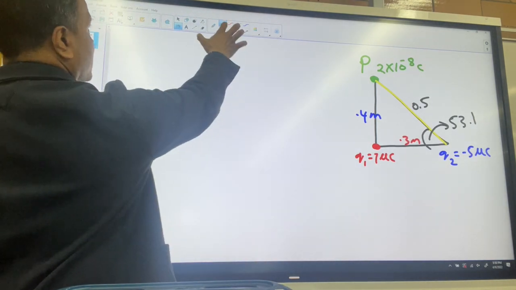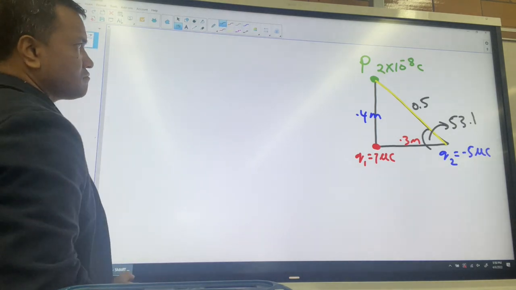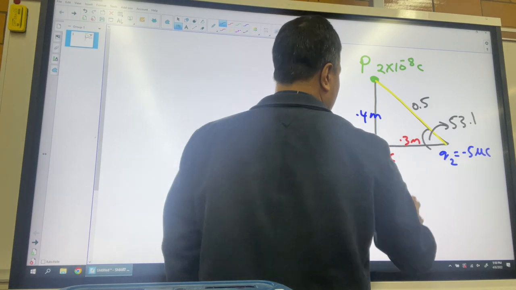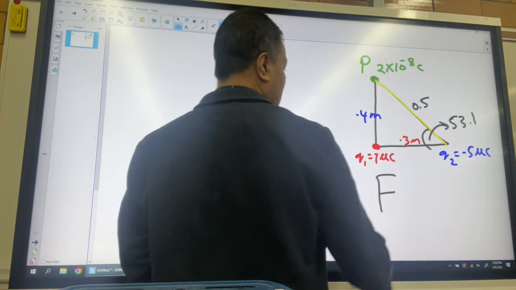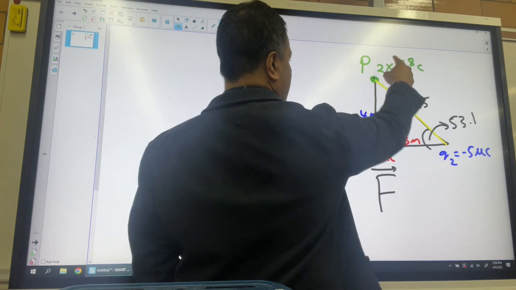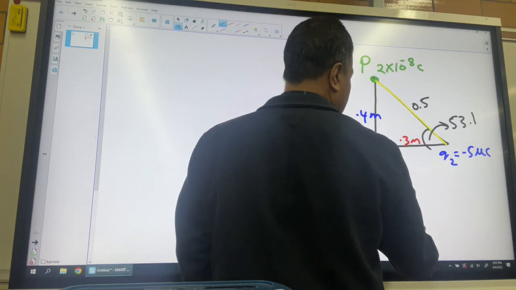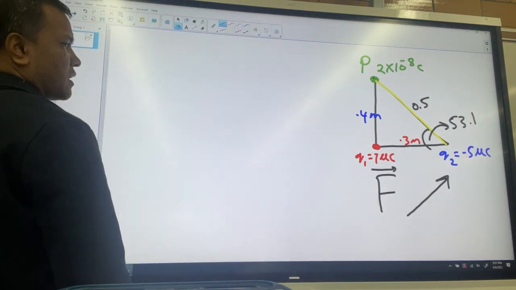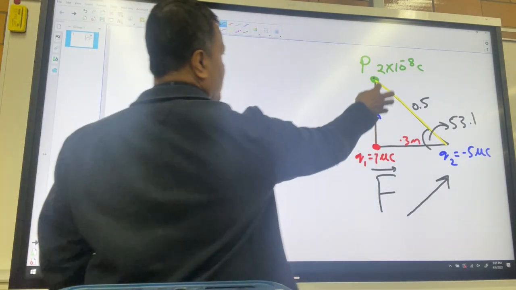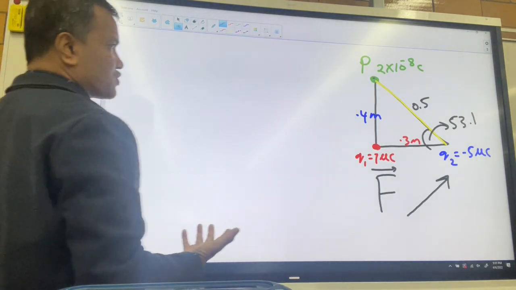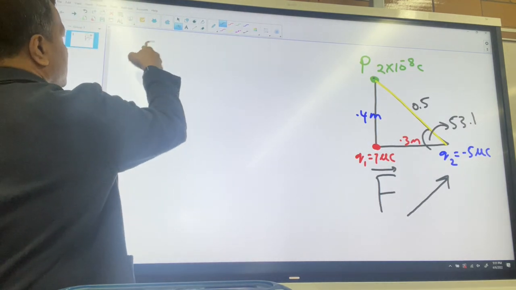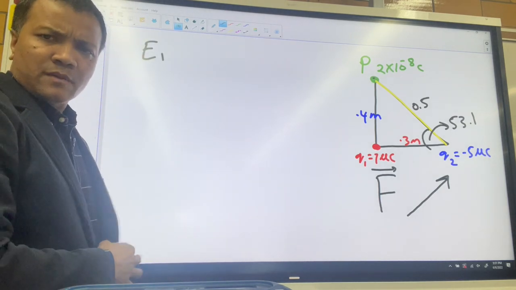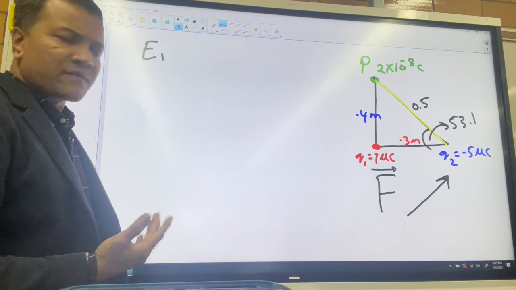You're going to have to find the electric field right here. So our main goal is to find the electric force right here. The direction of the electric force, we already know. The direction of the electric force would be this. But we want to find the size of the electric force right over here. So we're going to take the electric field approach. Probably I'm going to show you tomorrow how to solve it a different way. But today we're going to take the electric field approach.